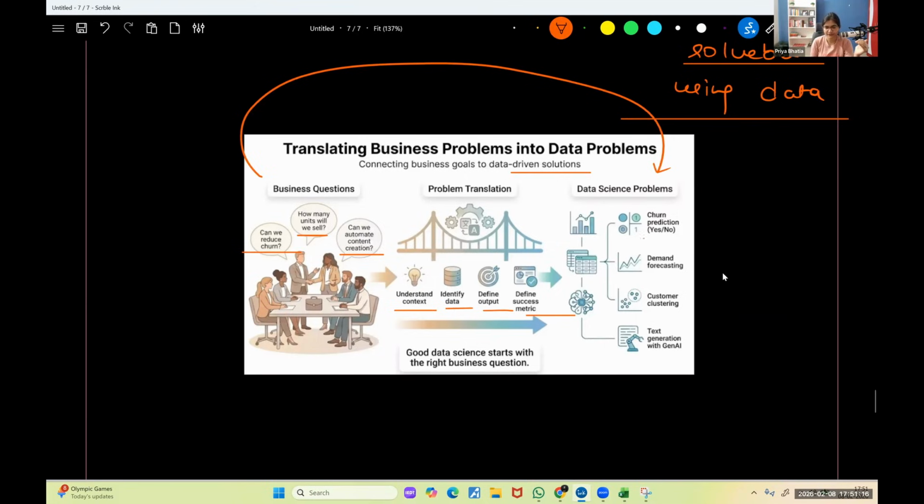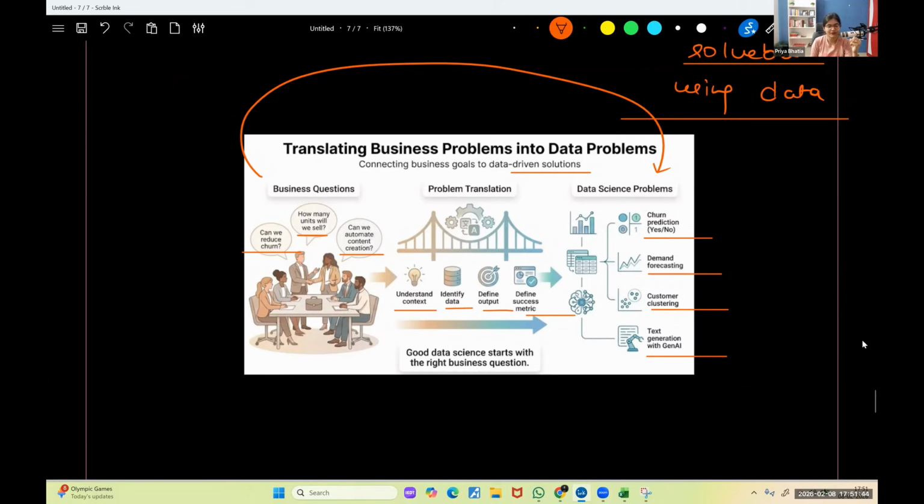For example, whether customer churn will happen or not, whether the demand forecasting will be there or not, what kind of trend will be there. Customer clustering. I have given the example of customer segmentation in today's discussion. Same thing with text generation with generative AI, right? Can we automate content creation? Obviously, over there, the domain of text generation with generative AI will come into the picture.